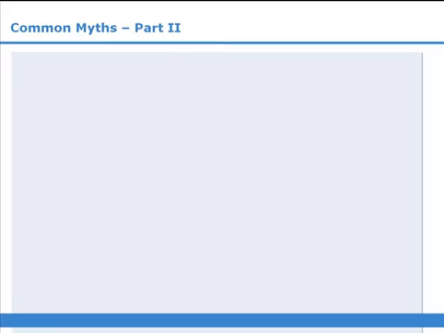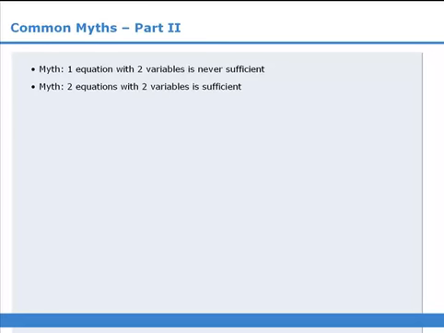To summarize, in this lesson we examined two common myths. The first myth is that one equation with two variables never provides sufficient information in a data sufficiency question. The second myth says that having two equations with two variables will always provide sufficient information to determine the individual values of x and y. While both of these myths can apply to several situations, they do not always apply. So watch out for the traps we looked at in this lesson.